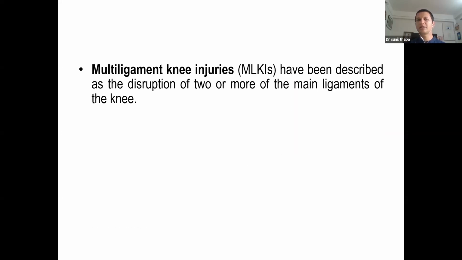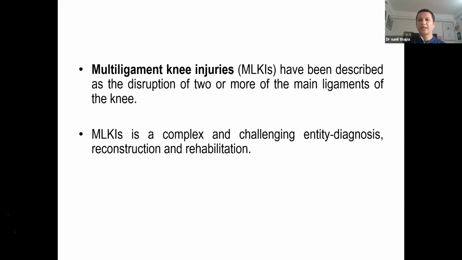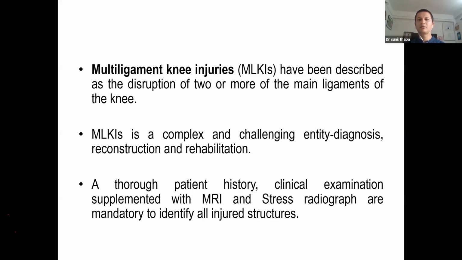So coming to multiligamentous knee injury, it has been described that if at least two major ligaments of the knee are torn, then that is called a multiligamentous knee injury, and that is a prerequisite to call it a knee dislocation too. These are complex and challenging entities for diagnosis, reconstruction, and rehabilitation. A thorough patient history, clinical examination supplemented with MRI and stress radiography are mandatory to identify all injured structures before giving definitive treatment to the patient.